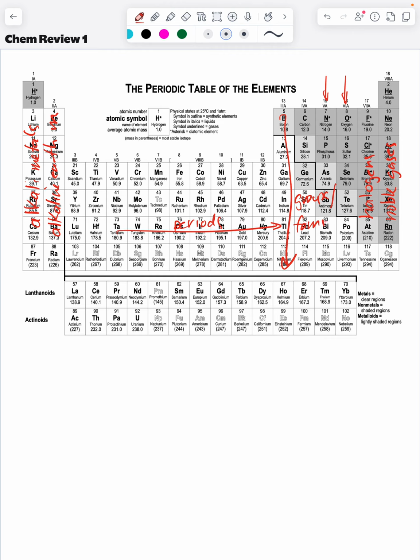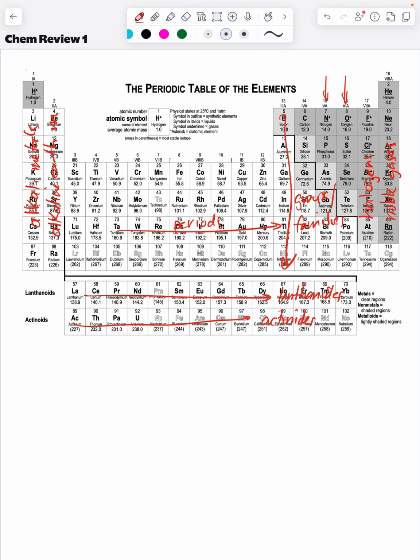So I'm not trying to be quick. I'm not trying to be neat here. I'm just trying to be quick. You can always pause the video and write these down in your notes if you want. Special names, those are the lanthanides, or as you see there, lanthanoids. And then these are the actinoids or actinides.